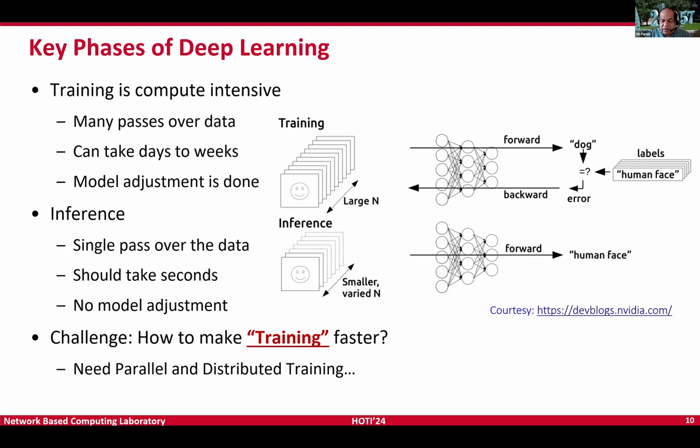Let's say we are trying to train these with human faces, and if you bring a new human face image and it is detected properly, then that model is good. If not, it's not correct.